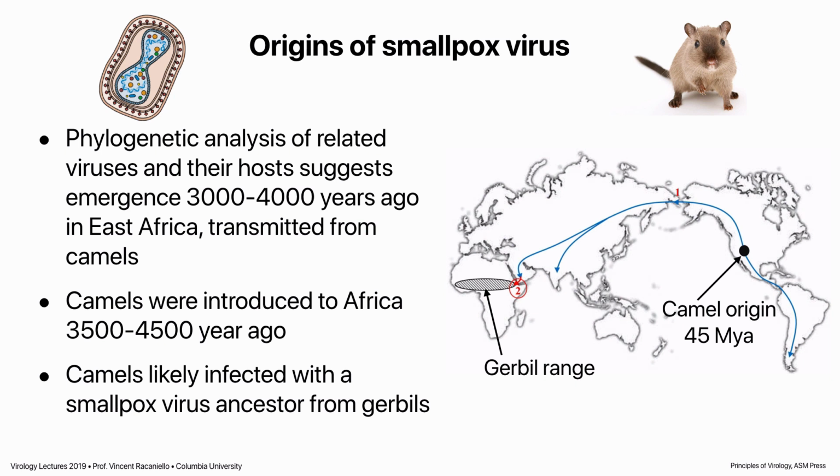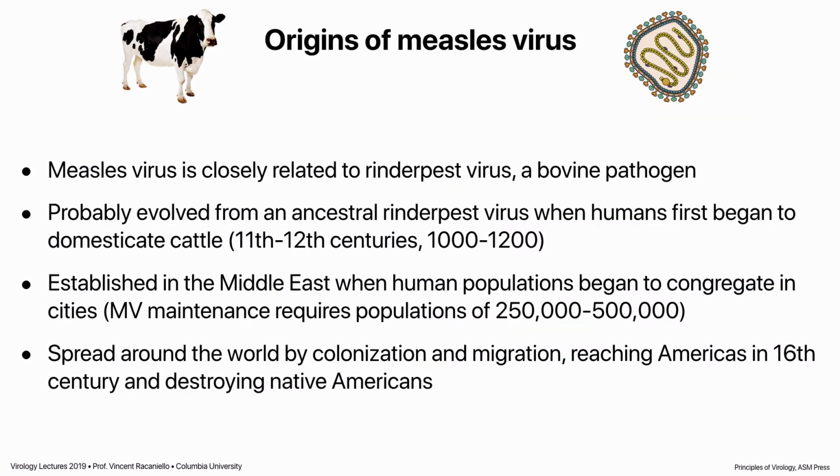So we think the camel got the virus from a gerbil, and then it diversified extensively in the camel. And then the camels, of course, were domesticated by people for their use, and that most likely introduced smallpox into people. So it came from an animal. And measles virus. It's most closely related to rinderpest, which is a pathogen of cows. And we think measles evolved from an old rinderpest when we first began to domesticate cattle.